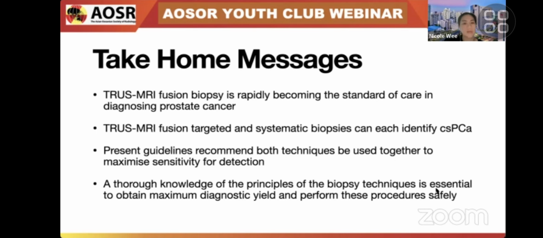So as such, as radiologists, a thorough knowledge of the principles of biopsy techniques is essential to obtain maximum diagnostic yield and to help us in performing these procedures safely. Thank you very much for your time. I'll hand over back to Kashif.